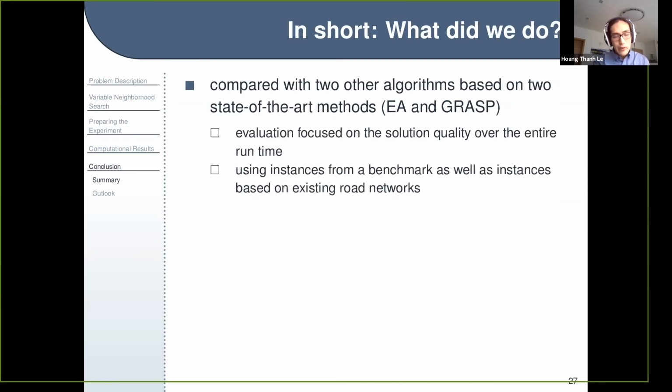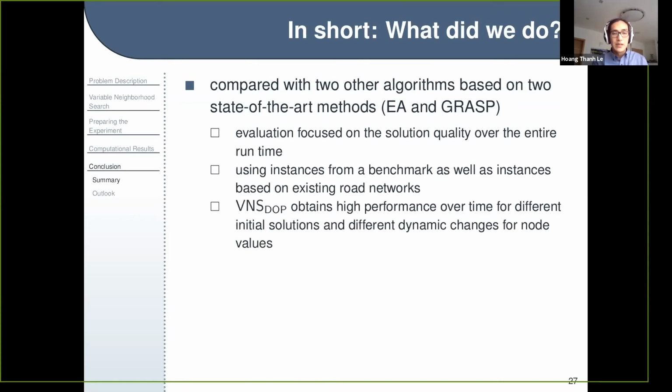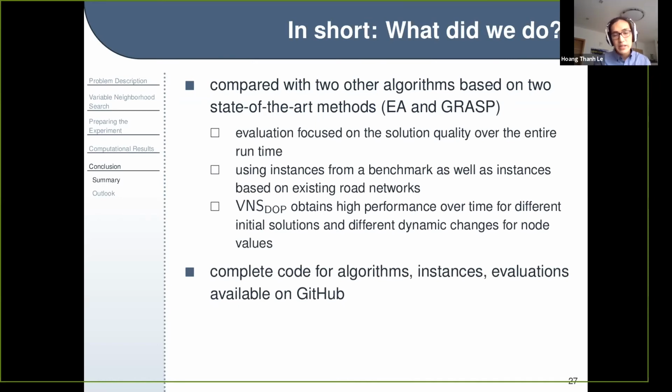The evaluation we performed focused on the solution quality over the entire runtime. And we used instances from an existing benchmark, as well as instances generated from existing road networks. The results indicated that the proposed algorithm obtained a high performance over time for different initial solutions and different dynamic changes for node values. I'd also like to mention that the complete code for all algorithms, instances, and evaluations is available on GitHub.